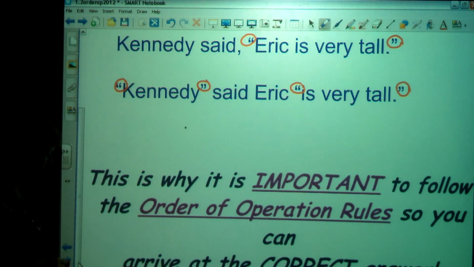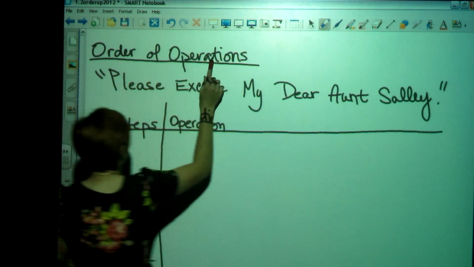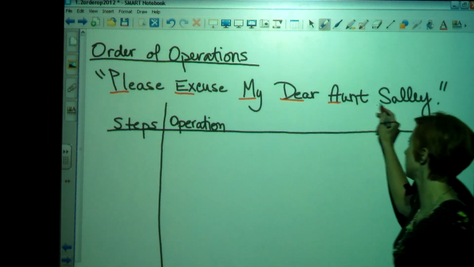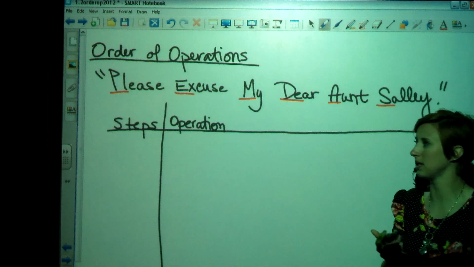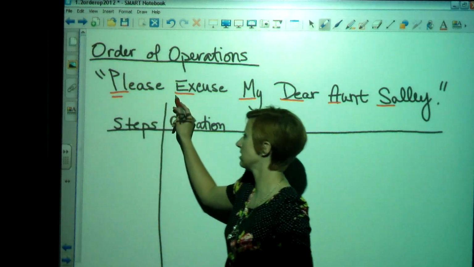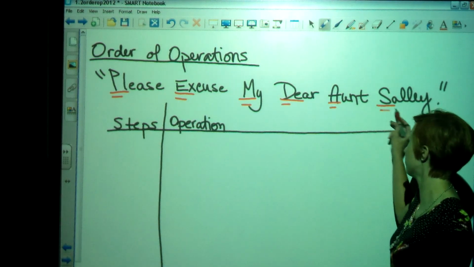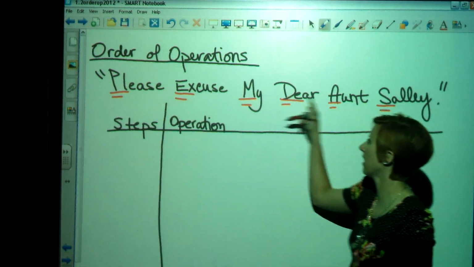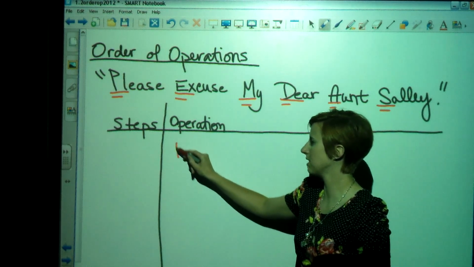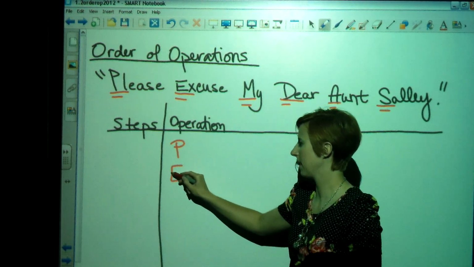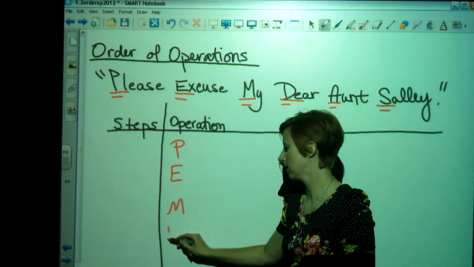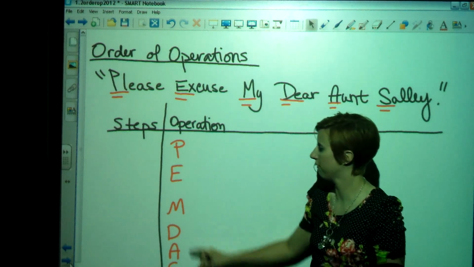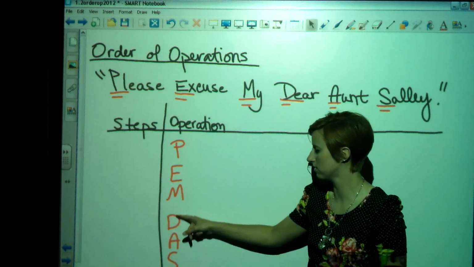Now, the order of operations we remember from our grade school days as please excuse my dear Aunt Sally. Now using this phrase or using the acronym, where the first letters give us what we're doing, either way is fine with me, whatever best suits you. So if you remember please excuse my dear Aunt Sally, that's fine. Or if you use it as PEMDAS, P-E-M-D-A-S. So we have please excuse my dear Aunt Sally and PEMDAS.